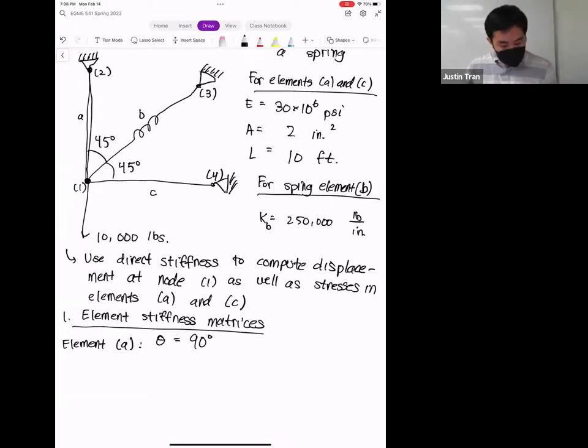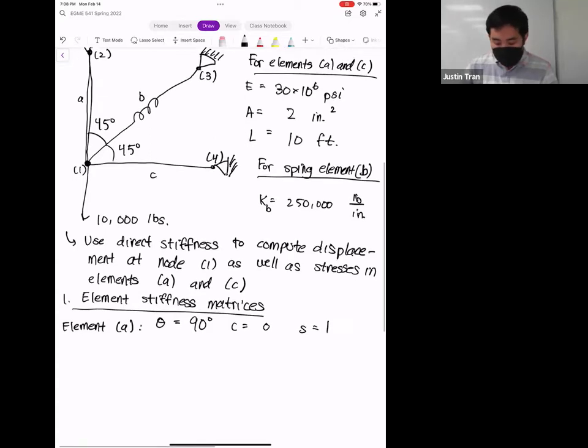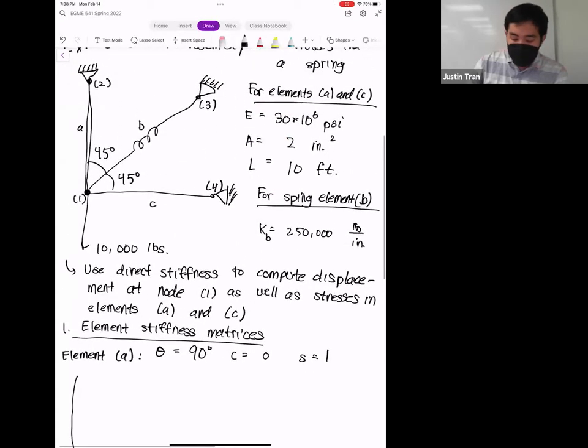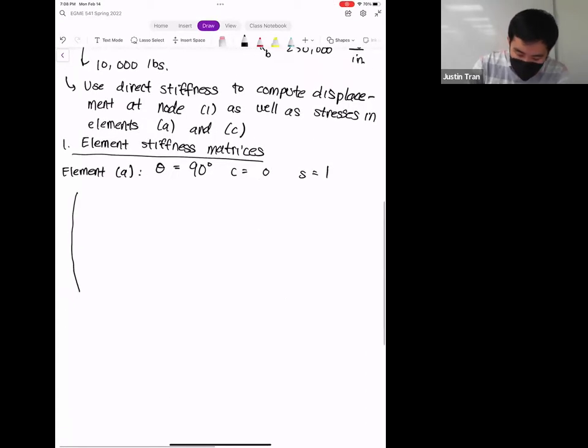Okay. And so if we compute the trigonometry terms, so we have cosine of 90. So cosine of 90 is, of course, 0. Okay. And sine of 90 is 1, right? And so the element stiffness matrix is going to be, which, remember, we're in 2D now, and so it's going to be a 4x4 system. Okay. And so if we look at the nodes that it's connected to, it's connected to nodes 1 and 2. And so we're going to have F1x, F1y, F2x, F2y. Okay. This is equal to AE divided by L for this element.